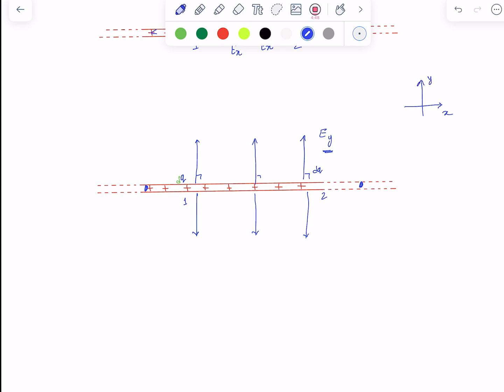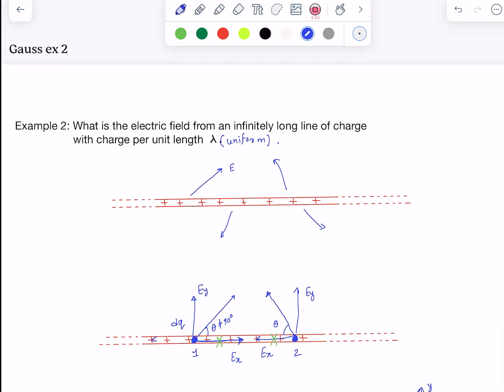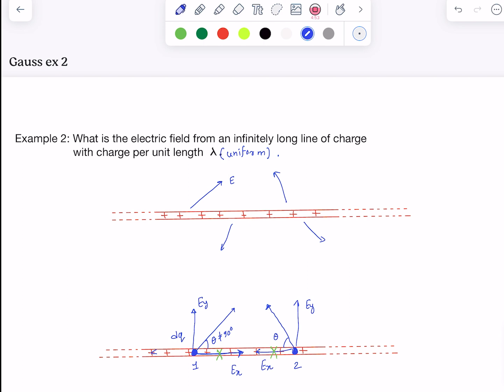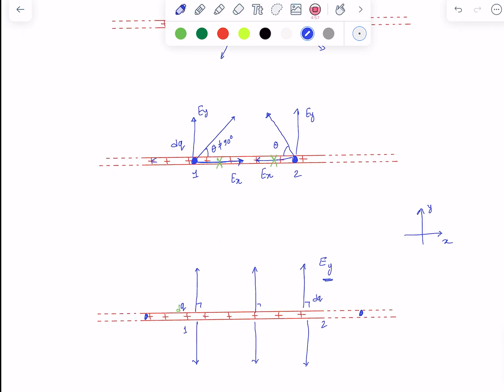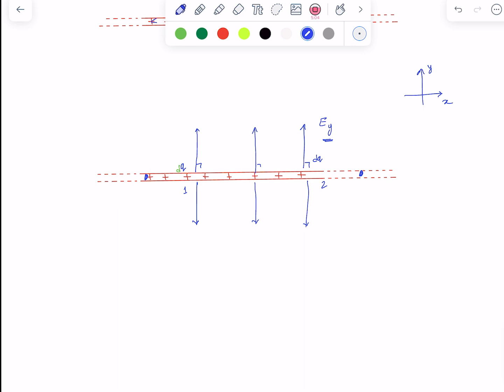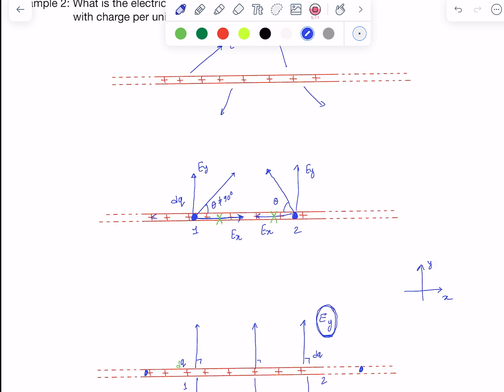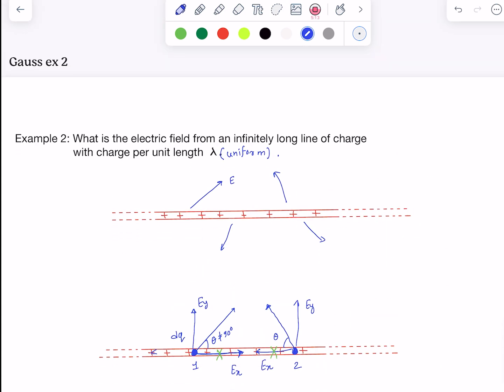Okay. So now we have established that if the charge density is uniform, you can have this pairwise cancellation of X components of charges in this line of charge, and you're left with only Y components. So we know for sure this electric field makes 90 degrees with the line of charge. That's one thing to really grasp here: electric field lines coming out of a uniformly charged line of charge are perpendicular to the line of charge.